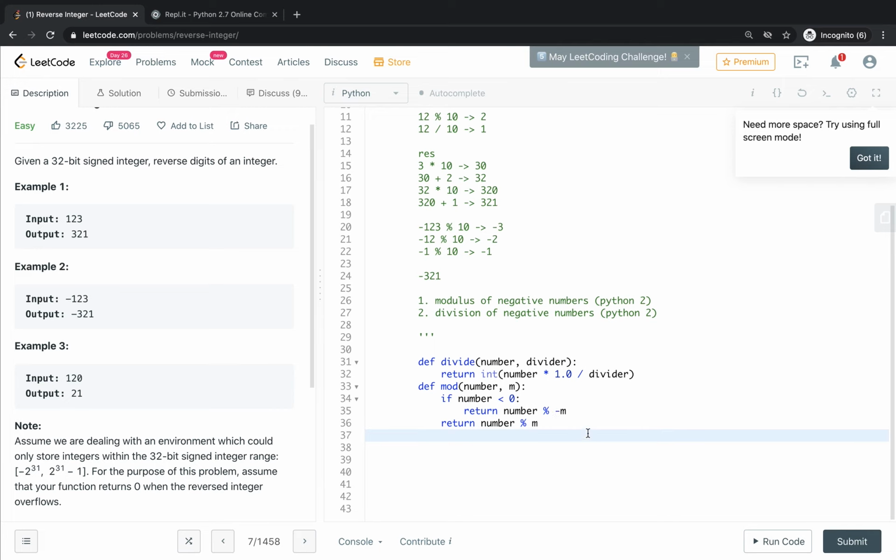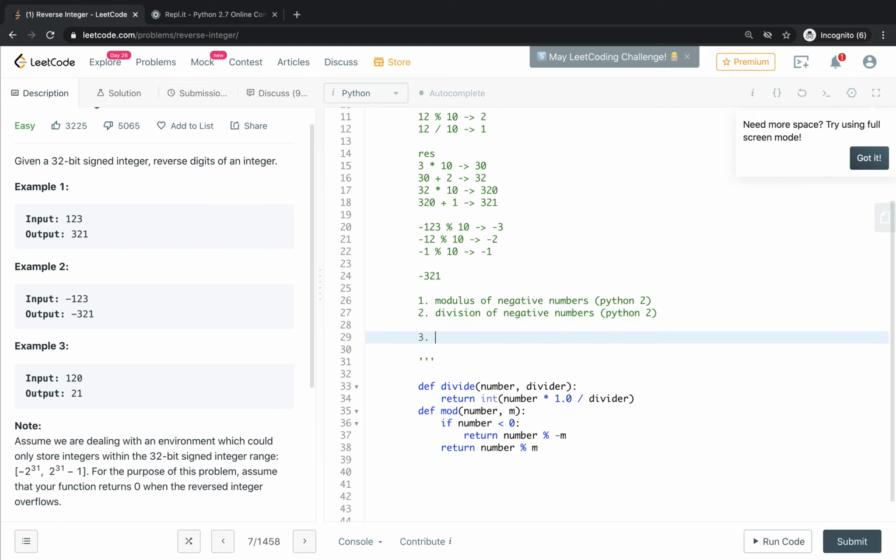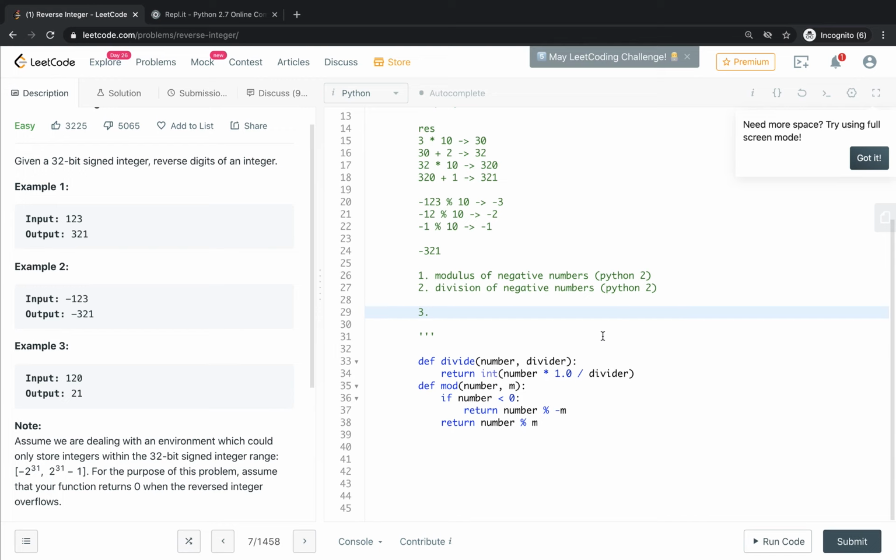All right, so let's go ahead and do the implementation here. With the implementation, I would also want to say that we want to keep our numbers within this range, right? Negative 2 to the 31 power and 2 to the 31 minus 1. That's just saying we have a system that cannot go above that.